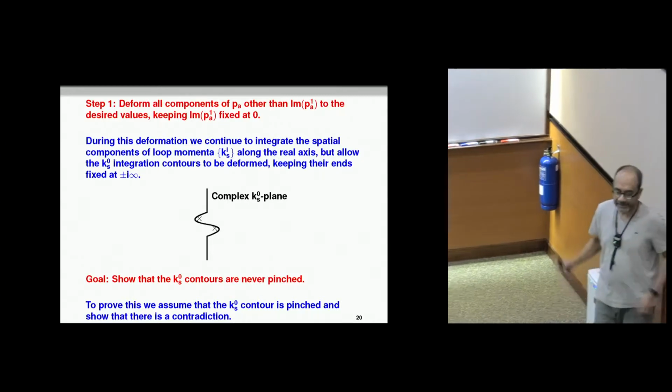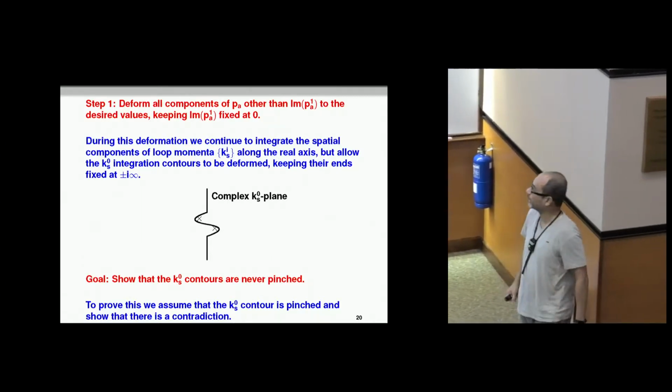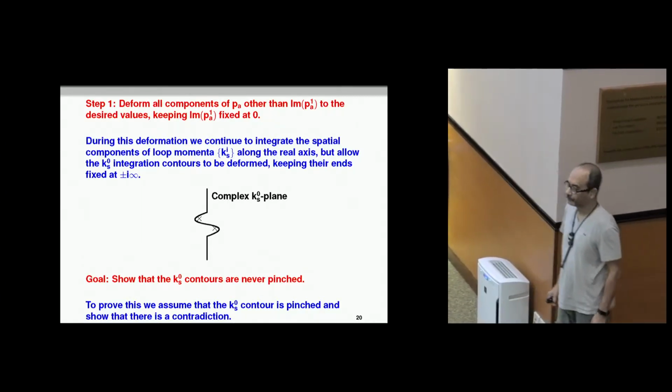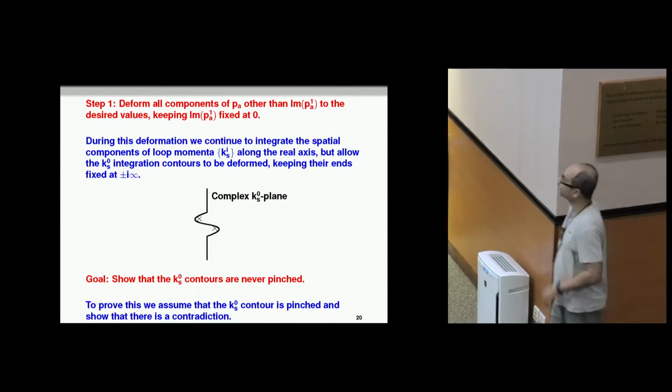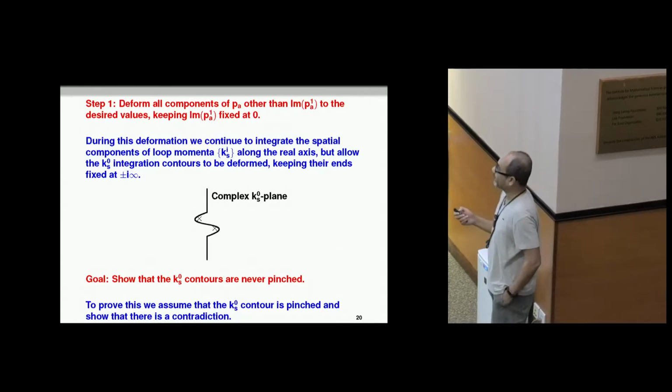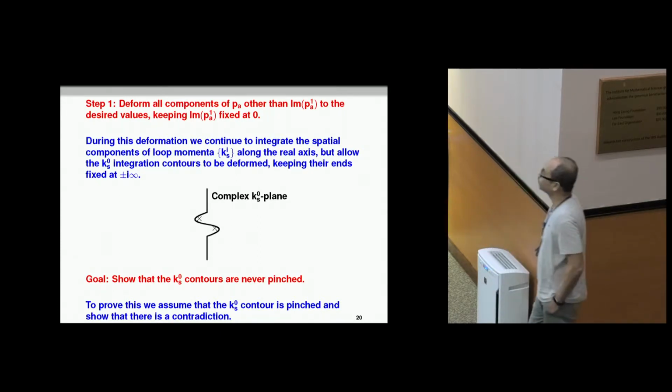Okay. So let me at least go through step 1 and then we will see how far we can go with step 2. Okay. So step 1, as I said, is to deform all components of PA other than imaginary P1A to the desired value, keeping this fixed at 0.